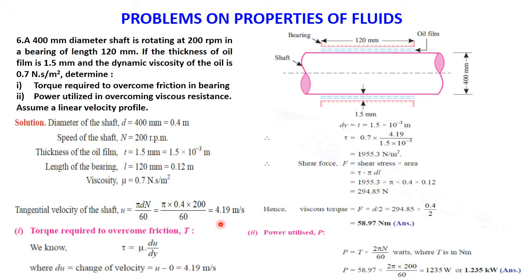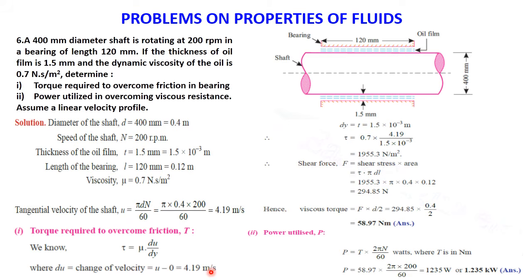So we get the angular velocity or the tangential velocity of the shaft as 4.19 meters per second. This value is nothing but the actual velocity value which is given to us. Then first we have to calculate torque. For torque, it is very essential for us to find out the force. But for force, it is very essential for us to calculate shear stress.